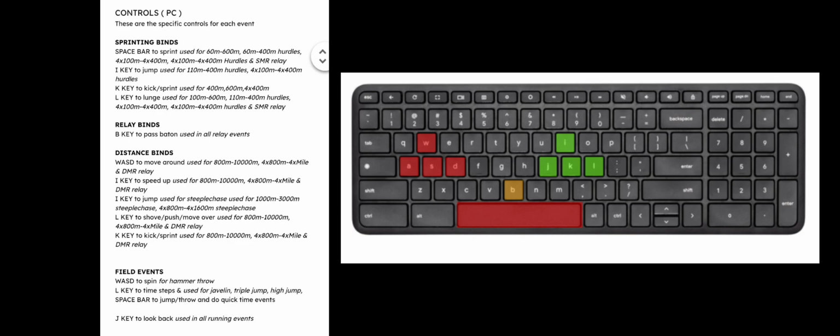The next key we're going to go to is the I key, which is used for hurdle events. The I key is for jumping, so it's pretty straightforward. When you get to a hurdle while you're sprinting, just go to the I key real fast and then switch back to the space key.